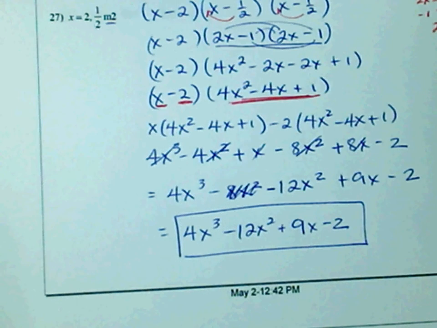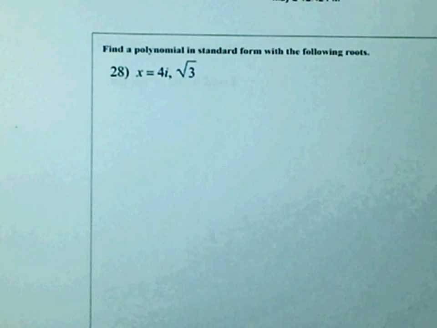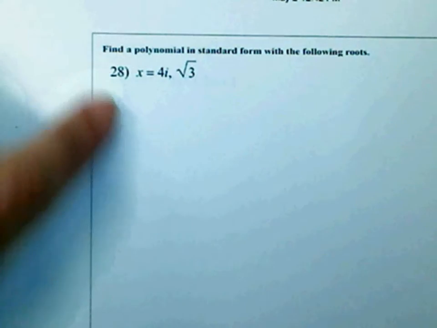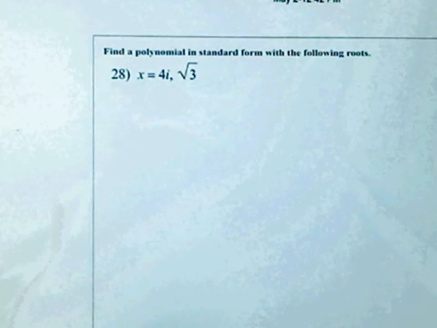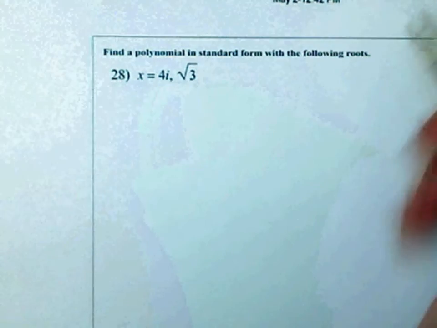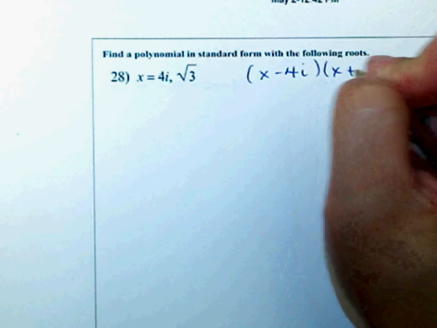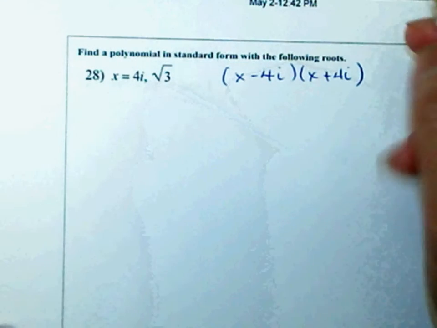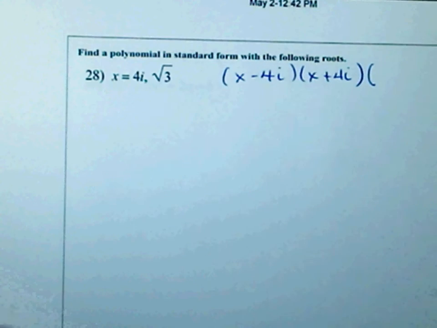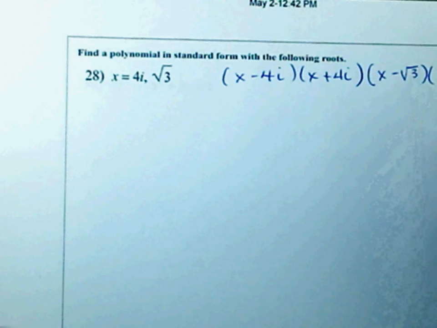All right. On number 28, you have complex numbers. That means you got 2 of them. So if you will look at this one, okay, I'm going to rewrite this twice. So now I'm going to put x minus 4i times x plus 4i. Why? Because it is a complex number. There you also have a square root. So I'm going to take those twice as well because that involves complex numbers. So x minus square root of 3, x plus square root of 3. Just like that.